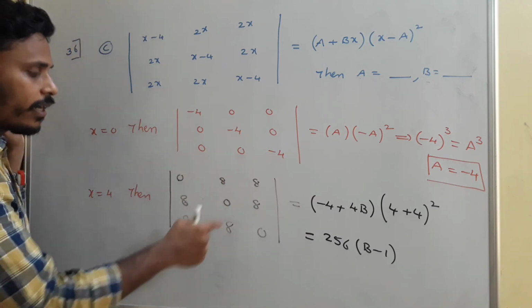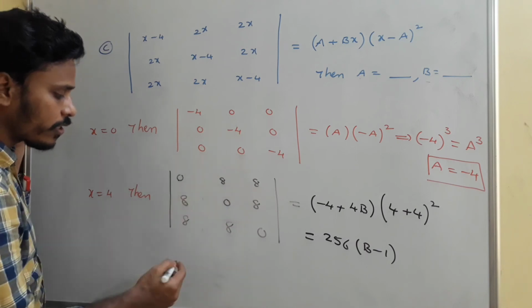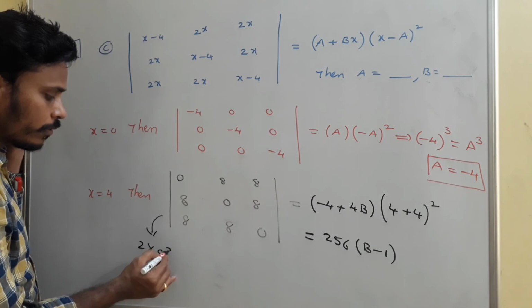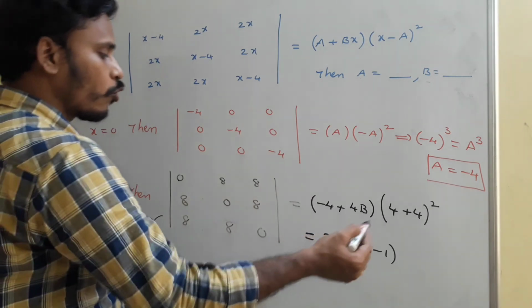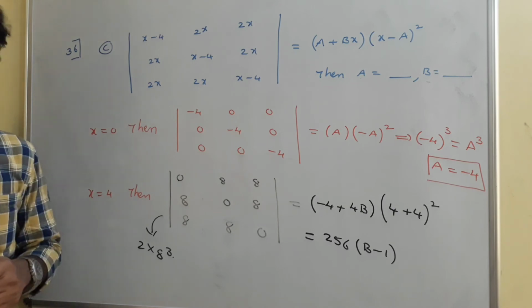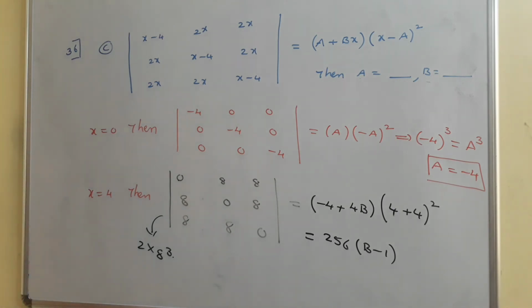If you find it, you will get its determinant value, in my point of view, as 2 into 8 cube. 2 into 8 cube is equal to 256 into b minus 1, and from there we need to find the value of b. Okay, just try to find it and tell me the value of b.